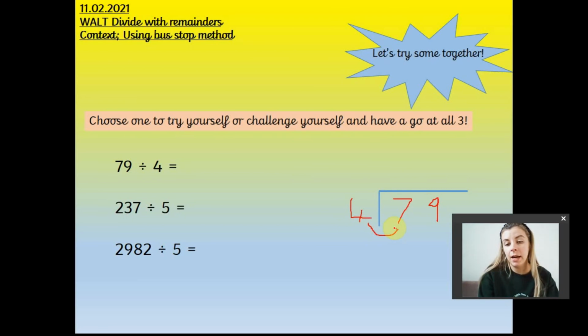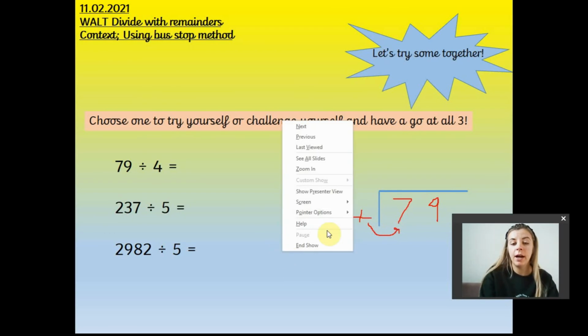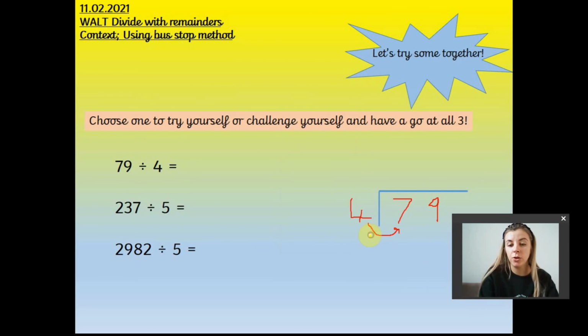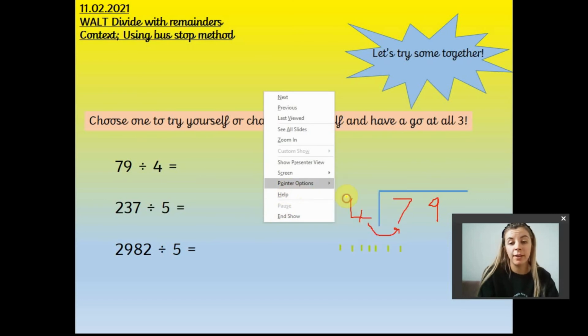So we need to see how many 4s go into 7. Now, because 7 is a bit of a smaller number, you can draw out your dots if you prefer that. You draw out 7 dots. So you do 1, 2, 3, 4, 5, 6, 7. If you don't need to do that, then you don't have to. If you could do this in your head, that's absolutely fine.